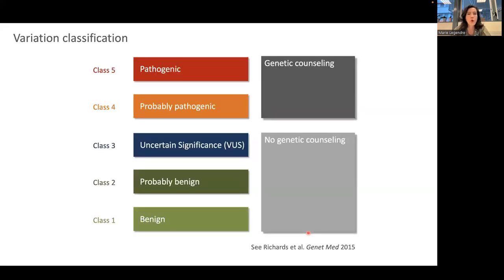All around the world, labs classify the variations in 5 main groups. Pathogenic and probably pathogenic variations have to be taken into account for genetic counseling. On the other hand, variations of uncertain significance, or VUS, and probably benign and benign variations shouldn't be taken into account for genetic counseling. The problem is those VUS, because we are not able to tell the patient whether it's pathogenic or benign.